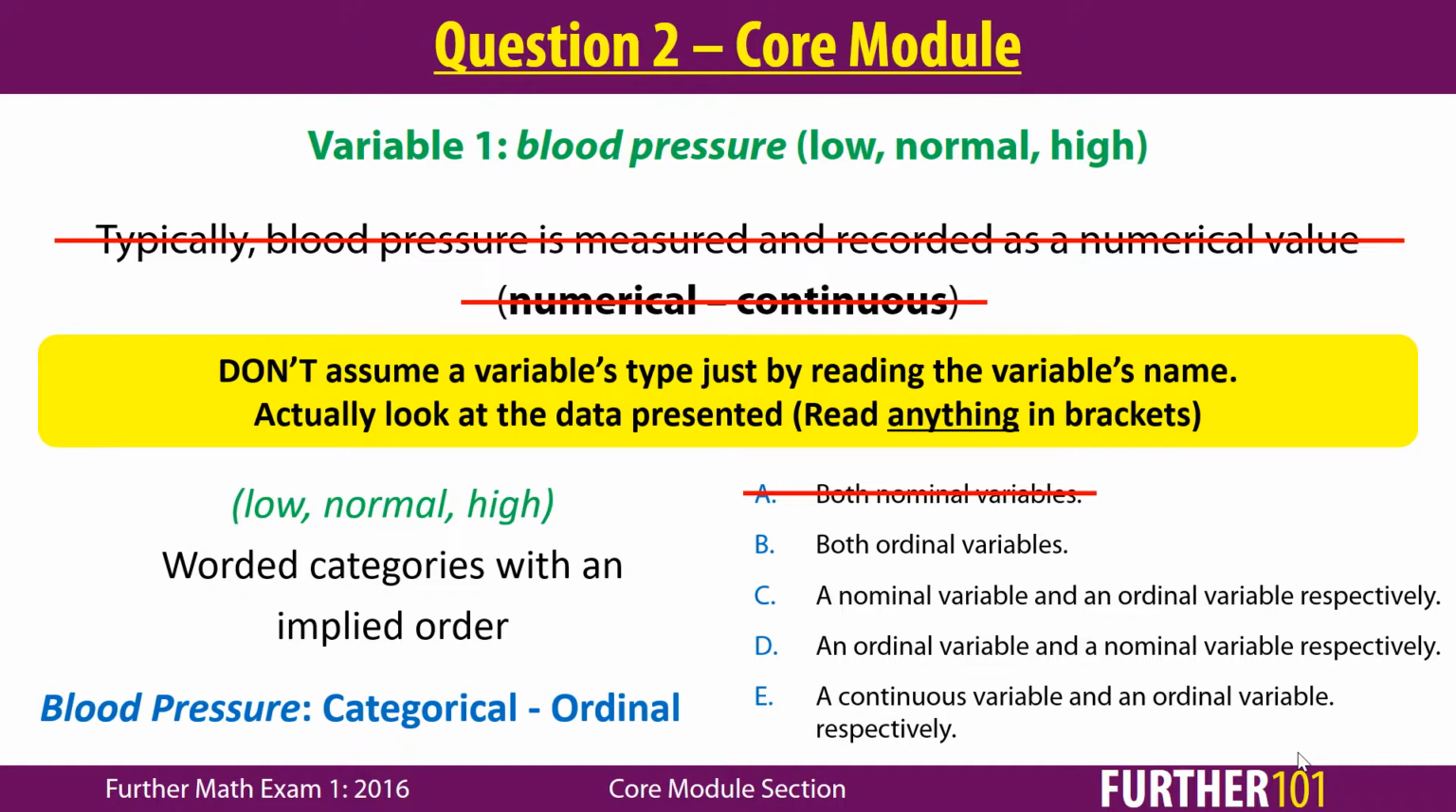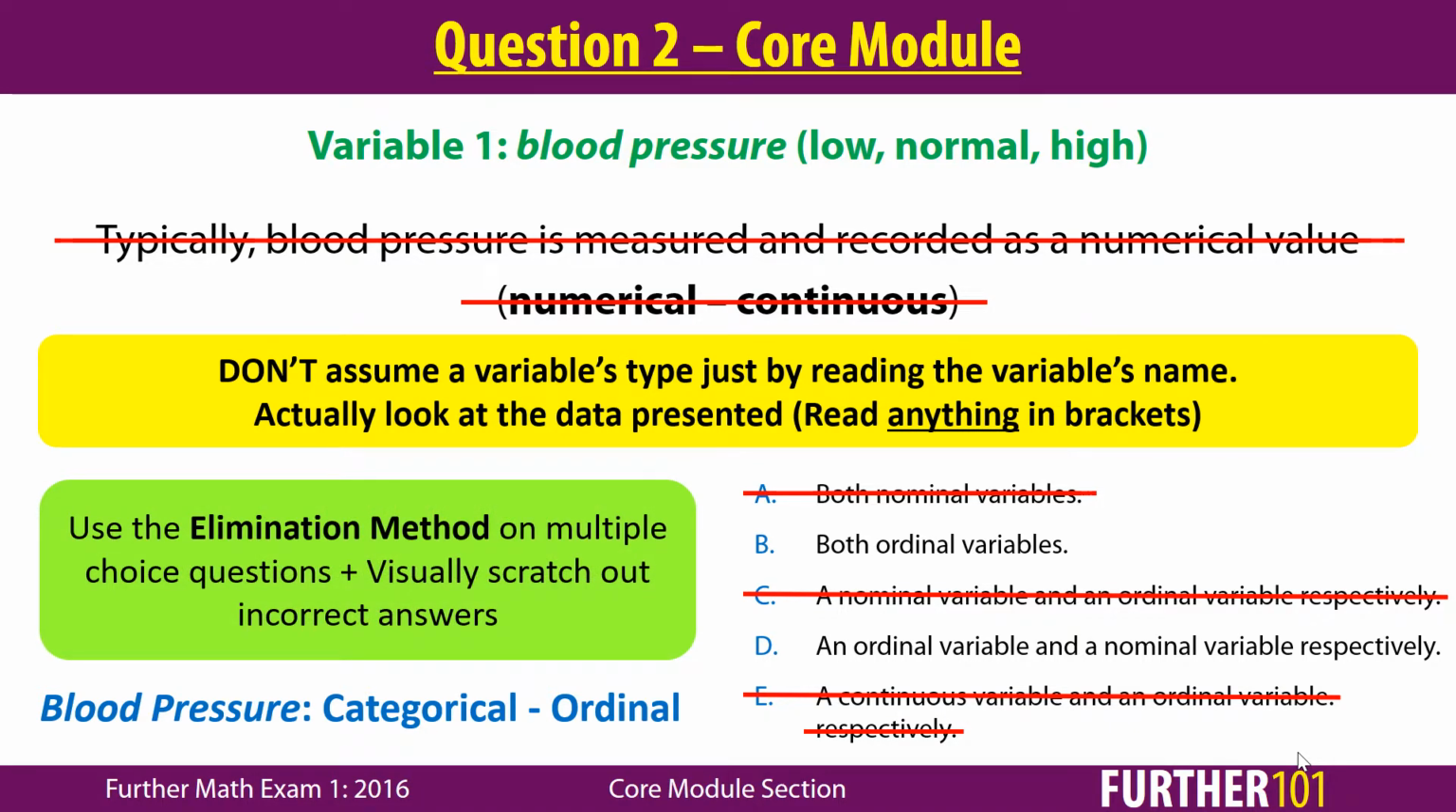Answer C describes blood pressure as a nominal variable, which is clearly false, so we can scratch that. Answer D is also possible as it defines blood pressure as ordinal, but we will have to check the definition of age. Answer E is clearly false as it describes blood pressure as a numerical continuous variable. Cross it off. You can see how the elimination method has made our work so much easier. We've gotten rid of three clearly wrong answers and can visually see which answers to work with and which ones to ignore.